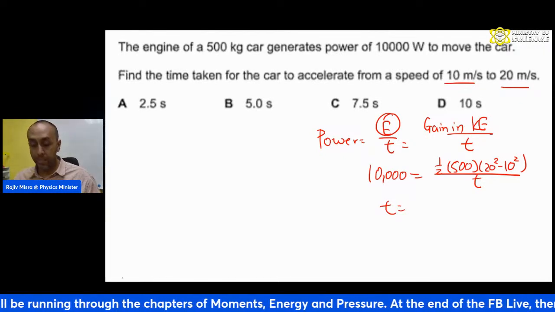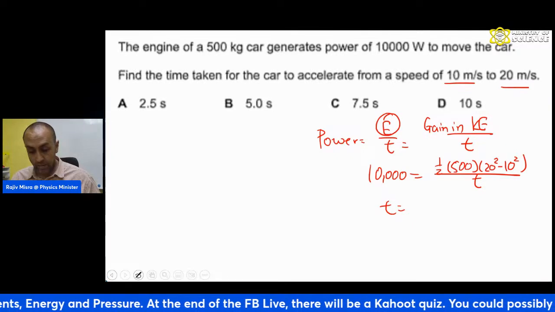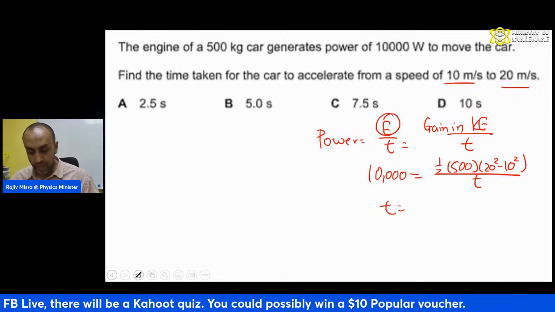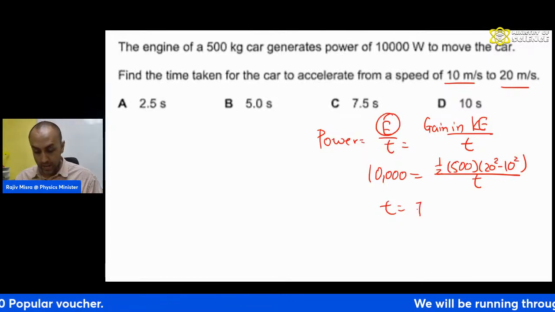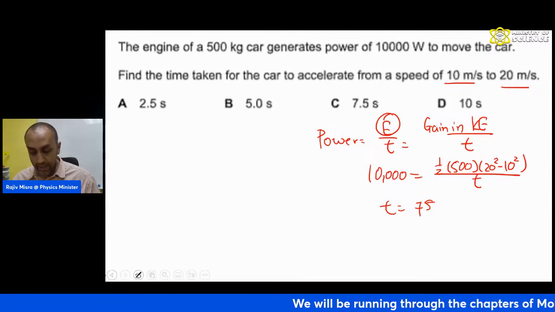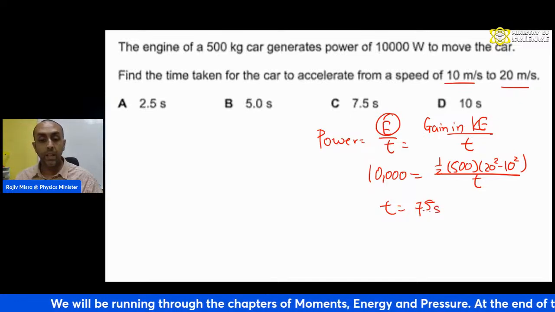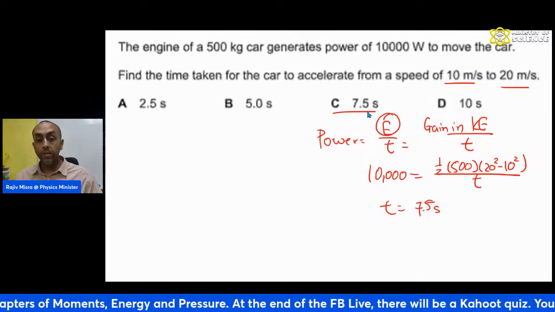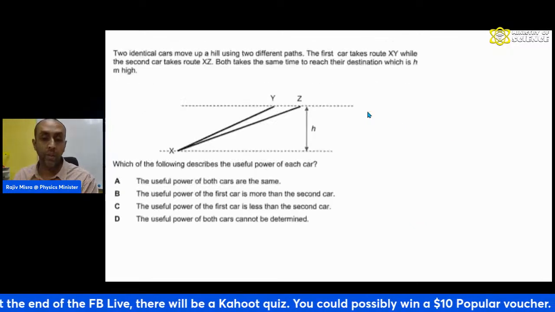So if I calculate, what will happen is 0.5 times 500 times (20 square minus 10 square). Just a minute. You get 75,000. Then you divide by 10,000 and you get 7.5 seconds. And then your answer is C. So it's as simple as that. Honestly, it's not very difficult. Sometimes in the question, you just apply the formula and then you just start subbing in values. That's all you need to do.